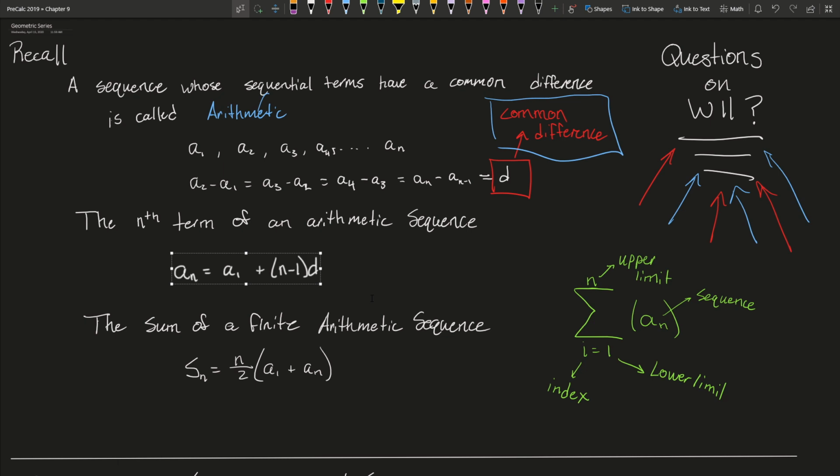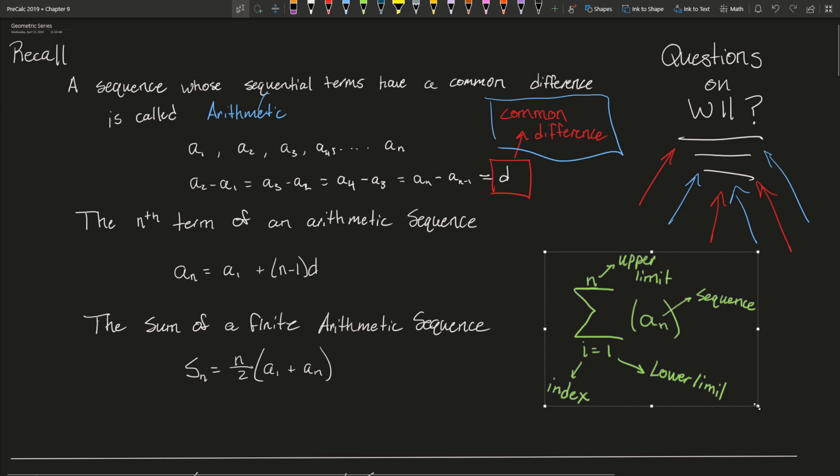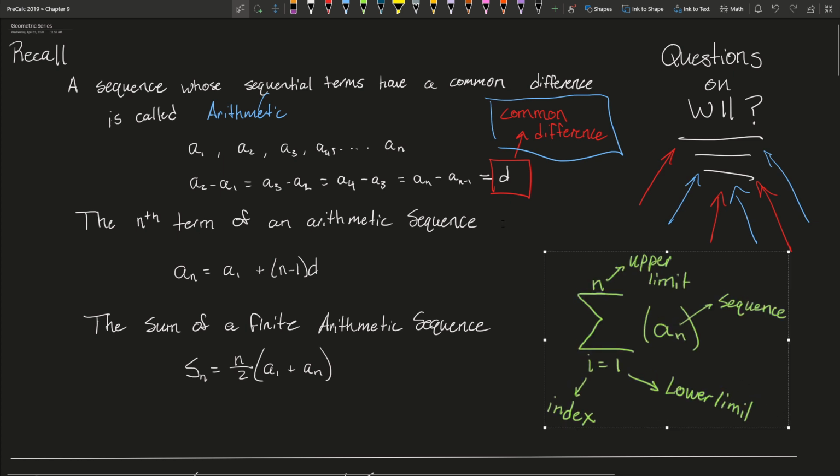And then the sum of a finite arithmetic sequence is the number of terms we're adding together over 2 times the first term plus the nth term. And then I have a little bit of summation notation just in case anyone forgot in the bottom right. Okay.